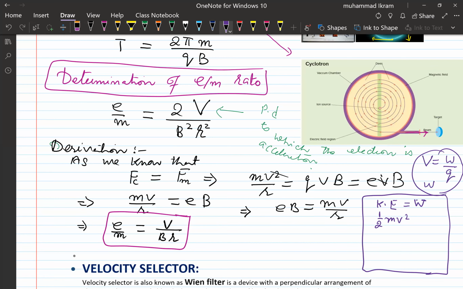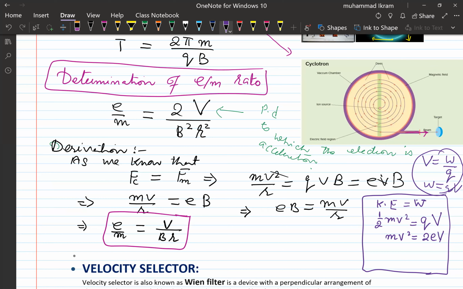So what is that work done? It will be equal to Q into V. So I may write it like this: Q into V. But you know that this will be equal to M into V square into 2EB. I'll be writing it like this.